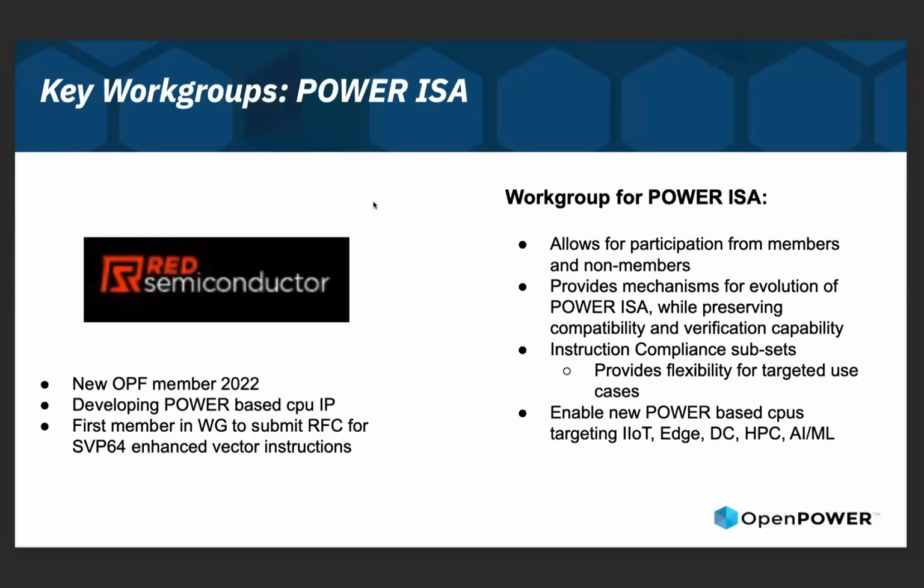And this work group is really focusing on enabling these different types of CPUs for targeting different industries and different verticals: IoT, edge, DC, HPC, AI, ML. So if you're a member, I definitely would advise you to join this Power ISA work group and start contributing.